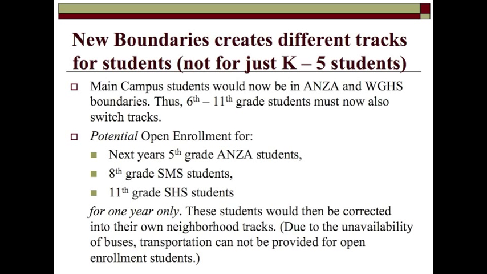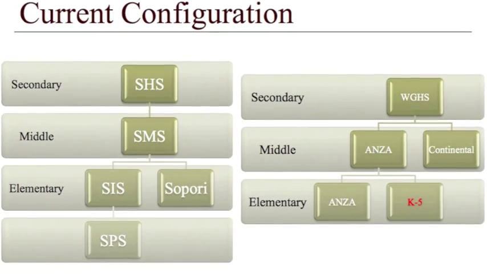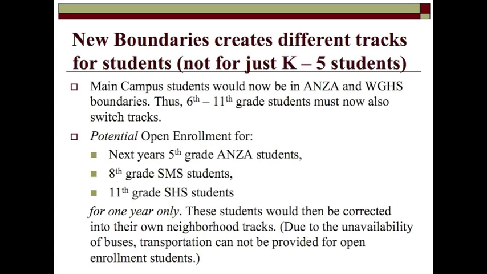Main campus students would now be in ANZA and Walden Grove High School boundaries. Thus, 6th through 11th grade students must now also switch tracks, because, remind you, we are taking students from that left track and sticking them in the right track.